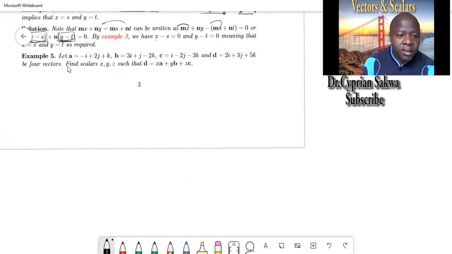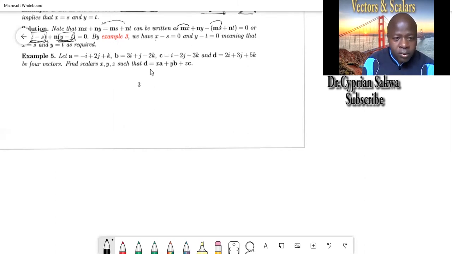Okay, this example says let A be equal to this vector, and B is another vector which equals that, and then C is another vector, and D is also a vector. These are 4 vectors. We need to find scalars x, y, and z such that D can be written as a linear combination of the vectors A, B, and C. When we write a vector in terms of others, we say that we've written it as a linear combination of those others.